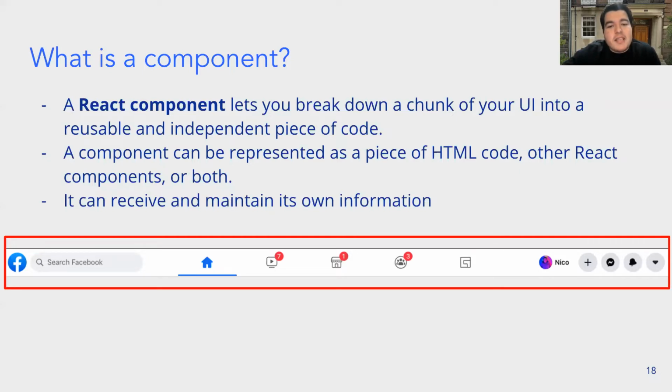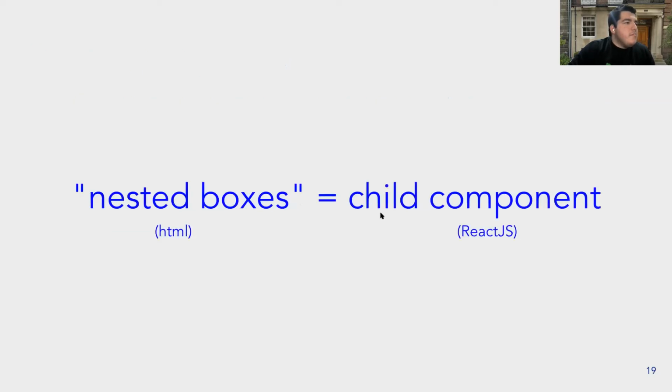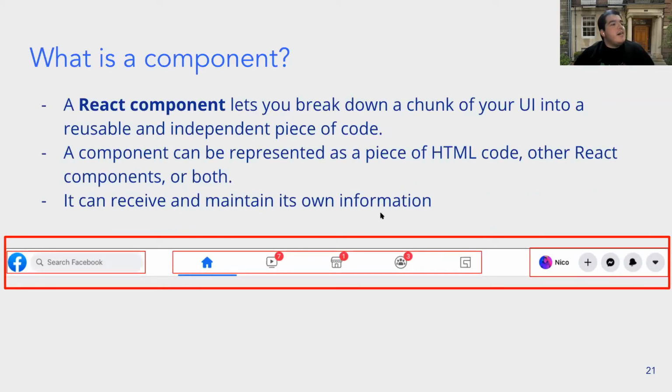So one way that we can break this down at a high level is to think of the nav bar as three different sections. So we have this left section that has the Facebook icon and the search bar. Then we have this middle section that has all the buttons to the different navigation links. And then we have the right section that has the profile information, the messenger chat, the notifications, right?